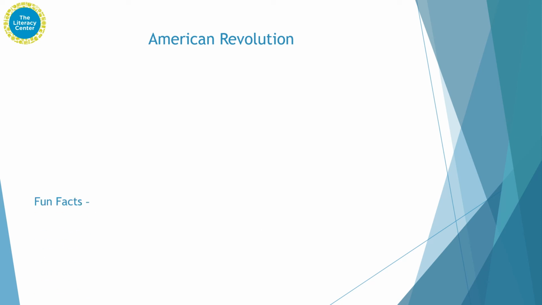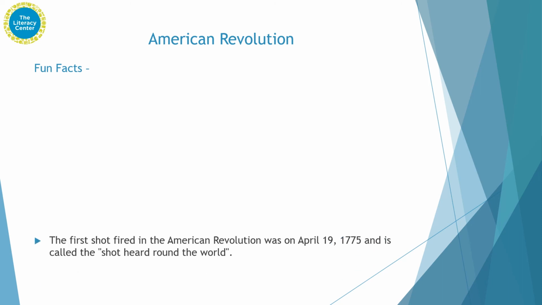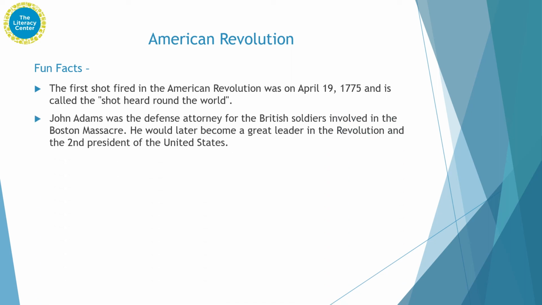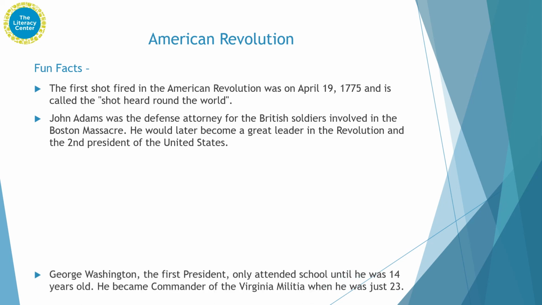Let's explore some fun facts about the American Revolution. The first shot fired in the American Revolution was on April 19, 1775, and this first shot is called the shot heard round the world. John Adams was the defense attorney for the British soldiers involved in the Boston Massacre. He would later become a great leader in the revolution and the second president of the United States.